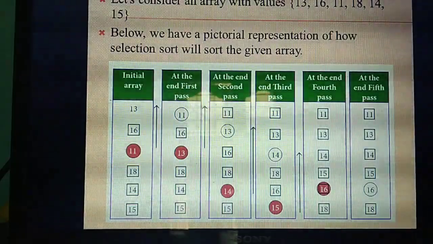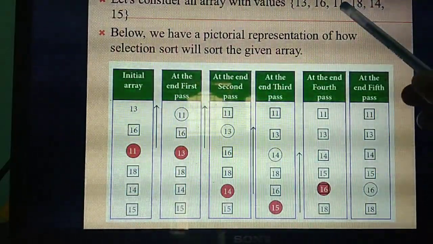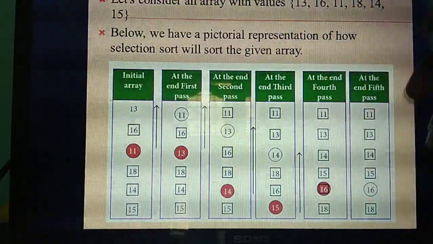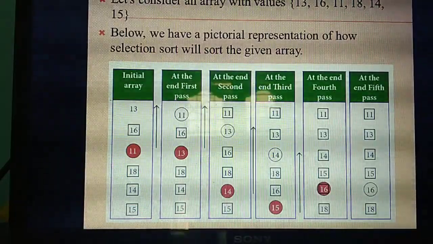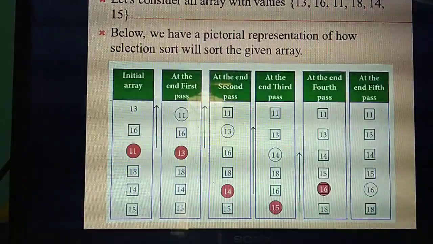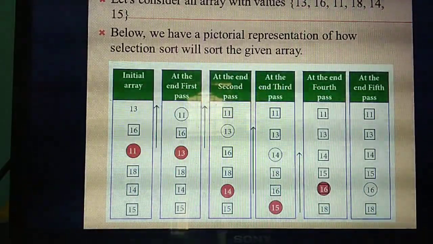See this example, then only you will get to understand. Listen. Likewise, they have given the same example with one array. Consider an example array of values. Sometimes in the exam they give a question like this: let us consider an array. Then they will ask about it, but not the same example, they will ask a different one.